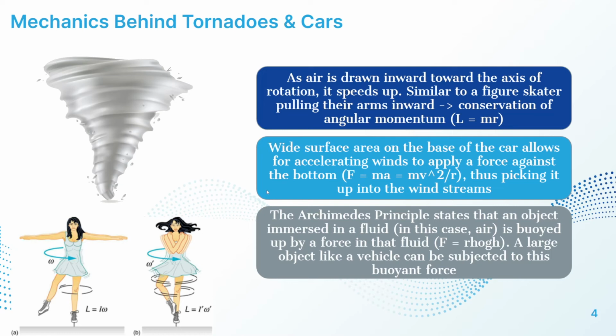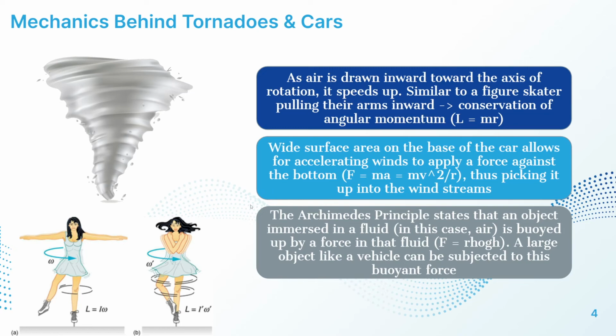And then next, the wide surface area on the base of the car allows the fast-moving winds to apply a force against the bottom, and force equals mass times acceleration, but in angular terms, acceleration is v squared over r, and that force allows it to pick it up into the wind streams.